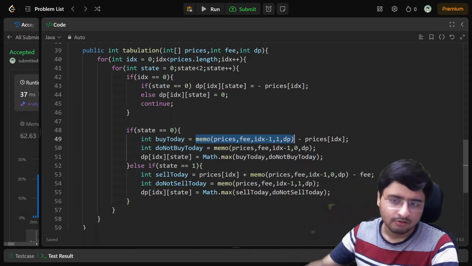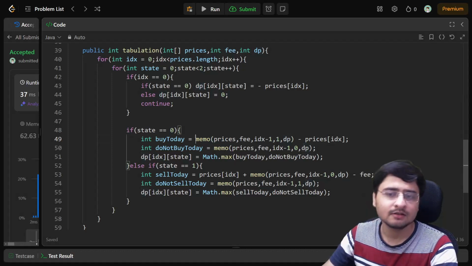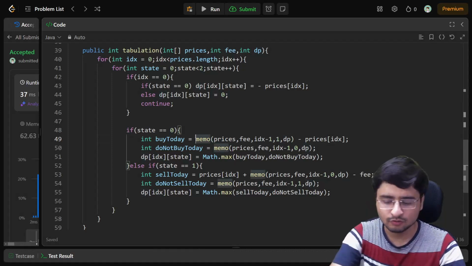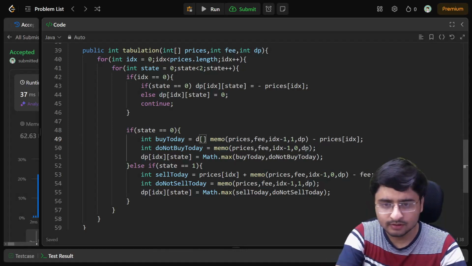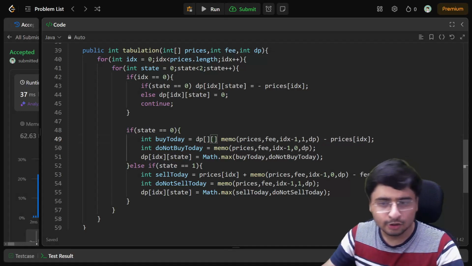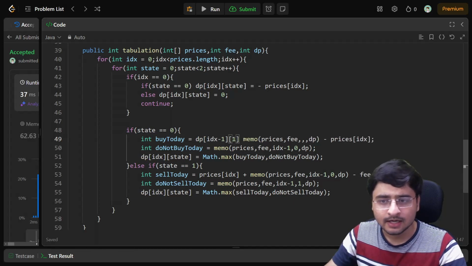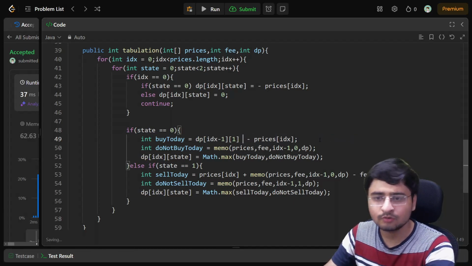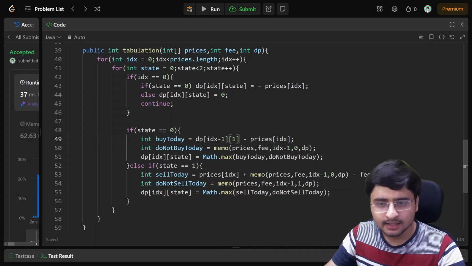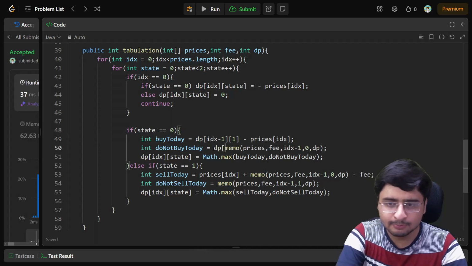memoization function, we are going to call the DP array here itself. So what I'm going to write is DP of something something. I need to provide parameters. What parameter of index am I passing here? Exactly, I'm going to pass it here. What parameter of state am I passing here? Exactly, I'm going to pass it here. And I can simply remove this memoization block from here. Here again, I'm planning to write DP of something something.